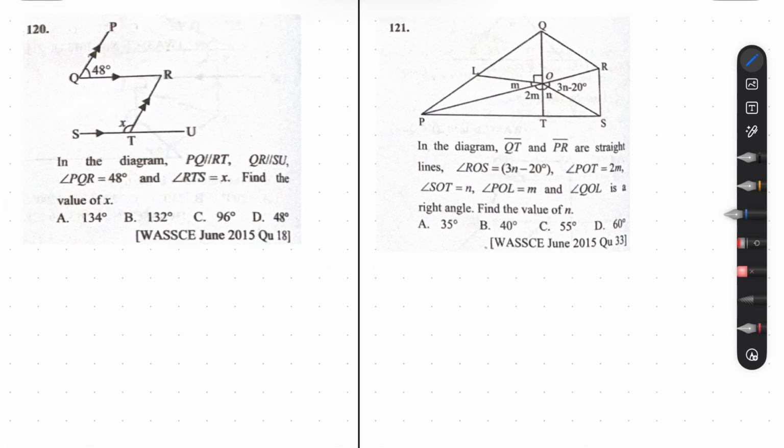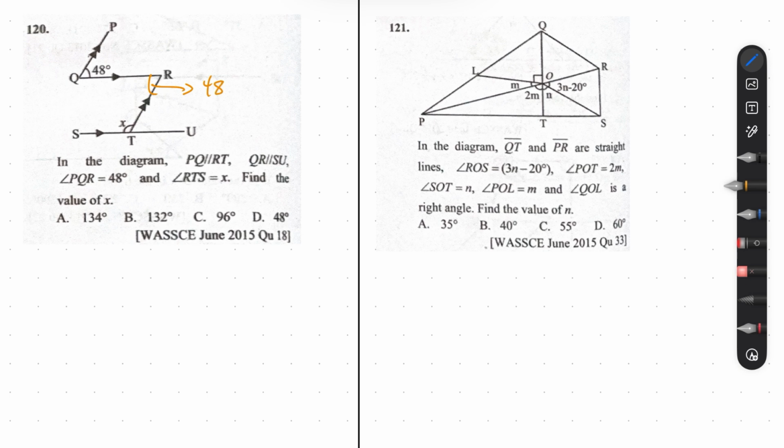120. The question says we should find the value of X. We've been told that this line is parallel to this line, and then this is parallel to this. Cool. So now looking at this, we can have a Z here. And we know that the angles at the armpit of a Z are the same, because they are alternate. So this angle here is the same as this angle over here.